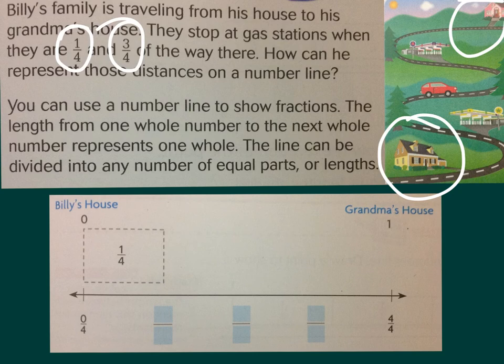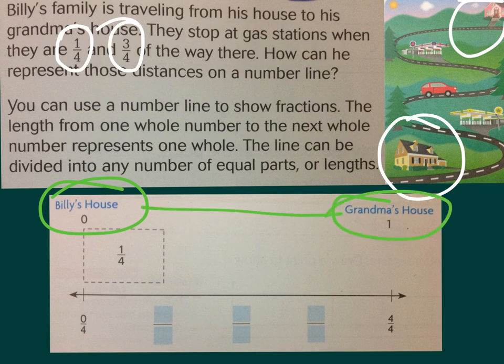The length from one whole number to the next whole number represents one whole. The line can be divided into any number of equal parts or lengths. Since this problem says that Billy's family stopped at gas stations when they were 1/4 and 3/4 of the way there, let's divide this number line into 4 equal lengths or fourths.